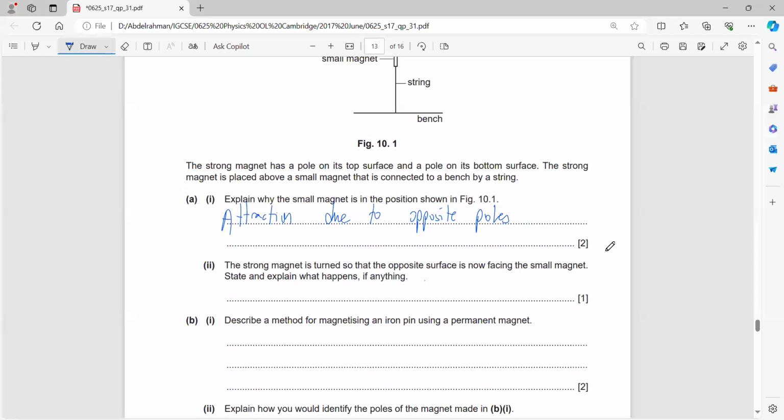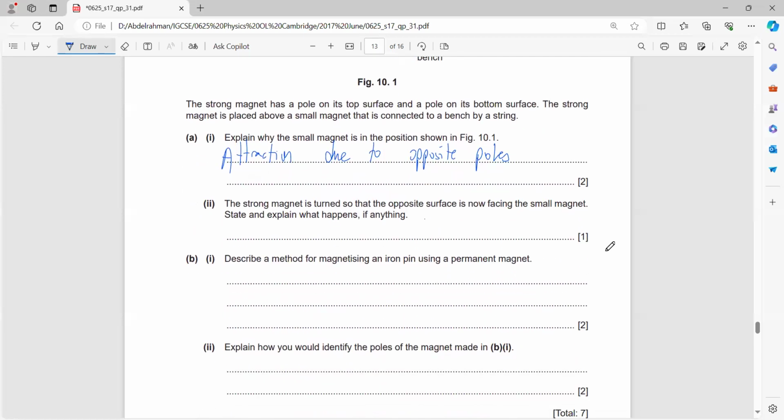The strong magnet is turned so that the opposite surface is now facing the small magnet. What happens, if anything, to the small magnet? Would something happen to the small magnet if I faced it the other way around? Definitely something will happen. The small magnet will fall because they are now repelling each other.